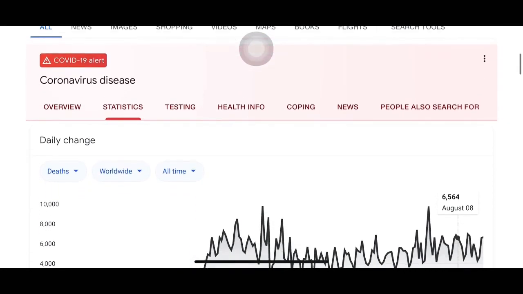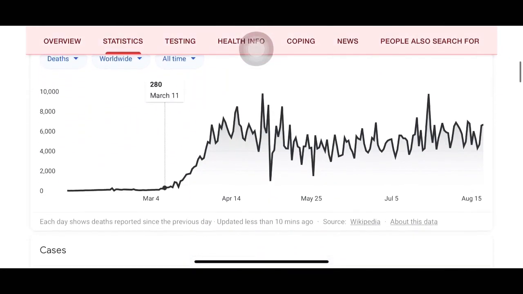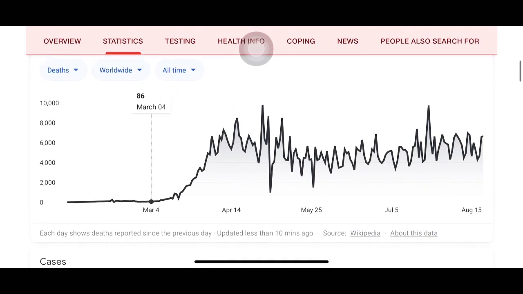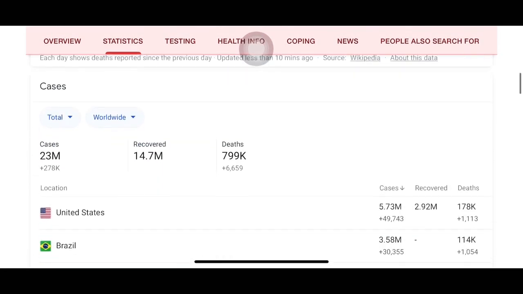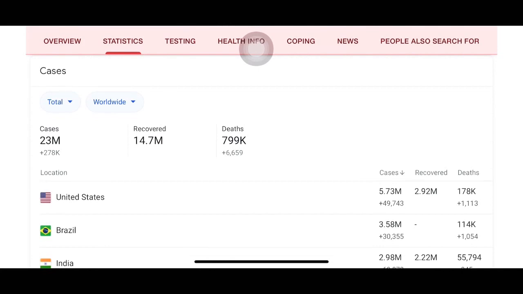So, here is... Oops, that's weird. An active chart. I wasn't trying to really do this, but anyways, here is what we have. Worldwide, there has been 23 million cases, 14.7 million of which are recovered. I would assume that means that people are just fine. And 799,000 of them have died.